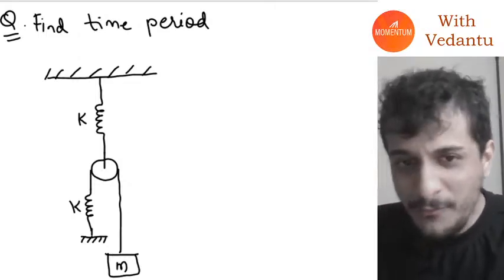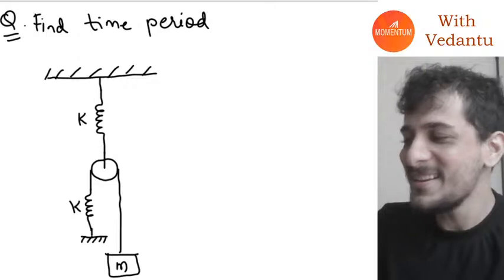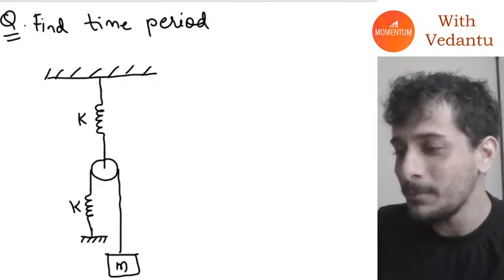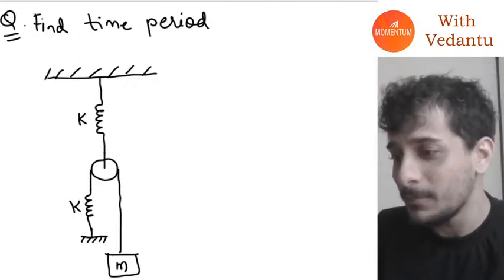4 pi under root m by 5k, done. Oh, there is one answer there already. It will be 4 pi under root m by 5k or just 2 pi under root m by 5k.